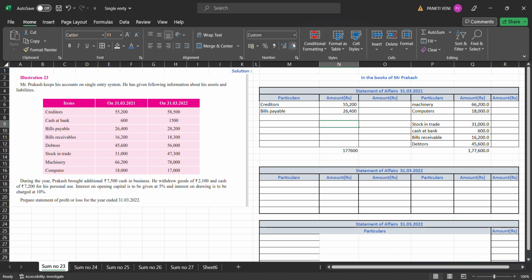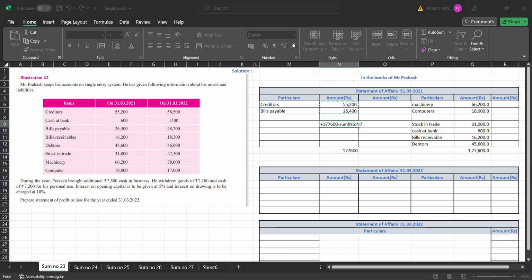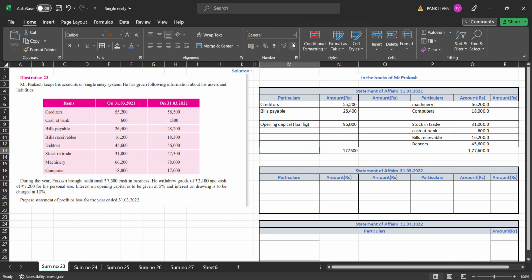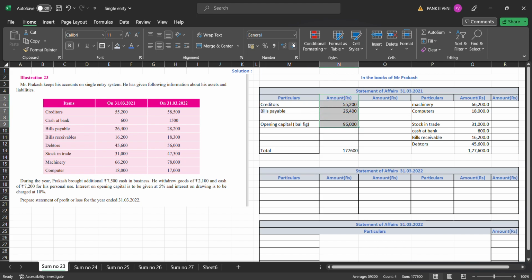1,77,600 minus whatever is there here. If I do, I'll get 96,000. So this is my opening capital, and this is my balancing figure. So I'll write it down as balancing figure. Okay, this is my total. I hope you are comfortable till here. I'll wait. You all can complete preparing the opening balance sheet. Then we'll go for the next.